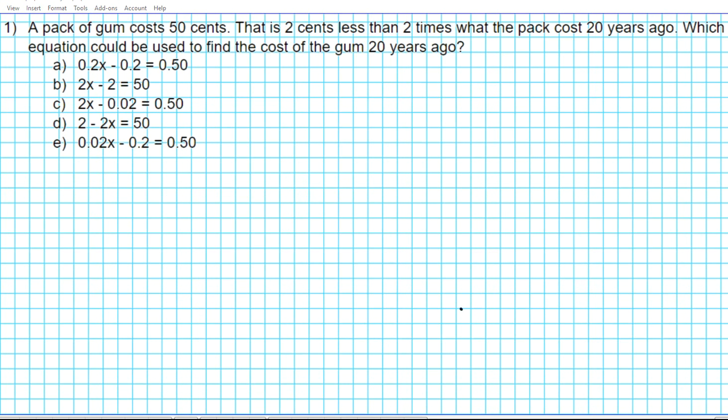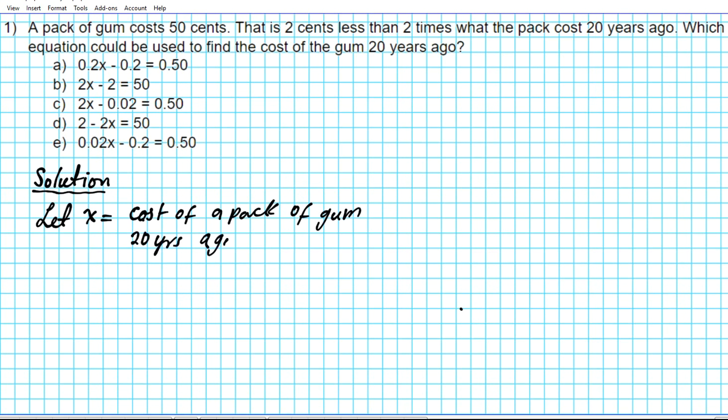So we're going to start by declaring what our variable is that we're going to use to build the equation. So we're going to use x, because that's the variable we have in the alternatives here. So let x be the cost of a pack of gum 20 years ago.